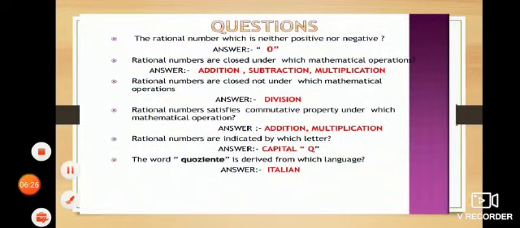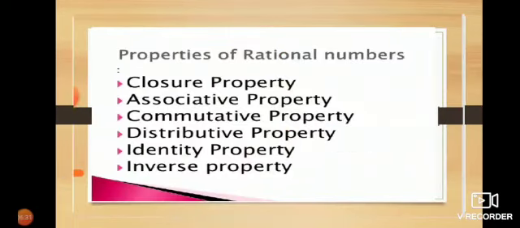You have two more properties here: the identity property and the inverse property. In the identity property, 0 is considered to be the additive identity and 1 is considered to be the multiplicative identity. Because when any number is added to 0, you get the same value, and when any number is multiplied by 1, you get the same value. So 0 is the additive identity and 1 is the multiplicative identity.